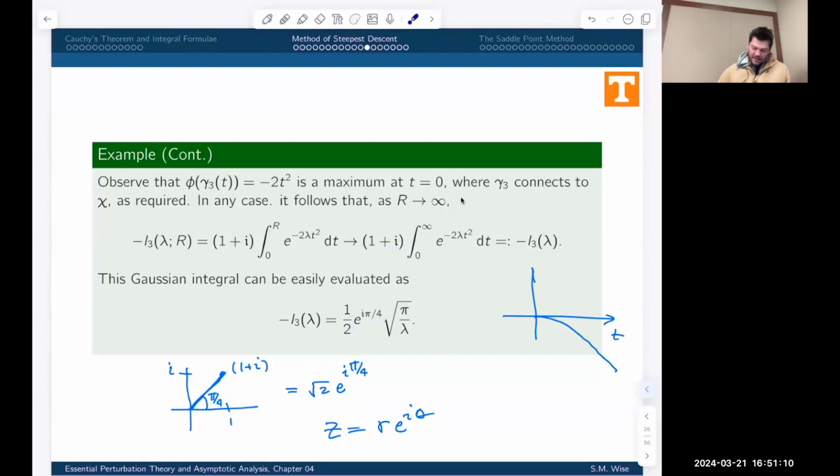And I guess the half comes from doing this integral, and the integral is square root of pi over square root of lambda. So that takes care of our gamma 3 integral. Okay, and now we only have gamma 1 to take care of. Any questions before we move on to gamma 1?